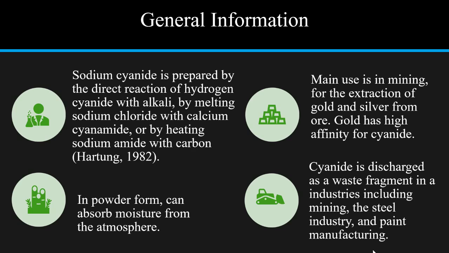One of the main uses of sodium cyanide is for the extraction of gold and silver from ore. Gold has a high affinity for cyanide, which makes it very effective. Cyanide can be found in the environment as a waste fragment from industries like mining, steel industry, and paint manufacturing.